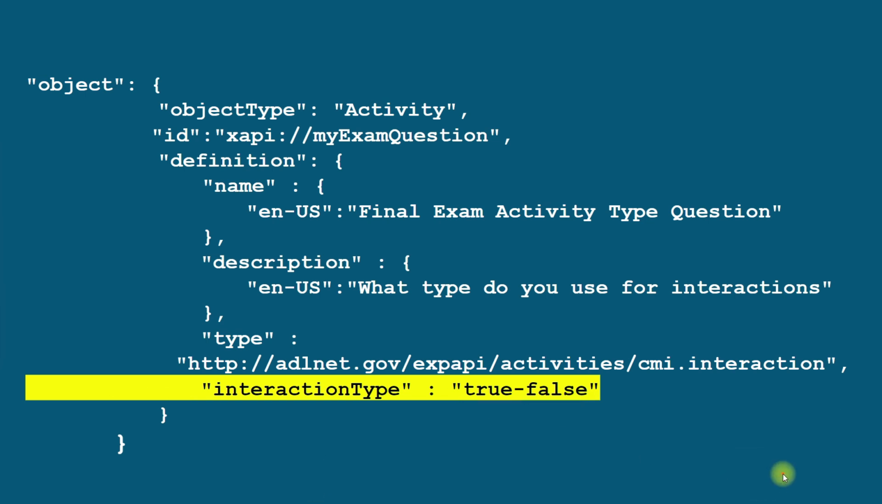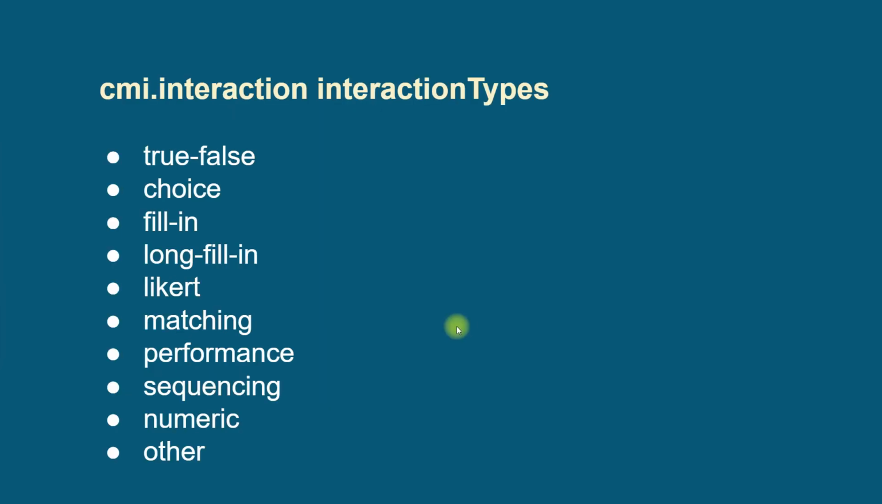So what are the different types of interactions? We've got true-false, choice or multiple choice, fill-in, long fill-in, Likert, matching, performance, sequencing, numeric, and other. If these sound familiar to you and you have experience with SCORM, just like some of the concepts I was talking about in the last video, these things were really copied over from the SCORM. It's the same type of model in CMI interactions, so the same types were kept.